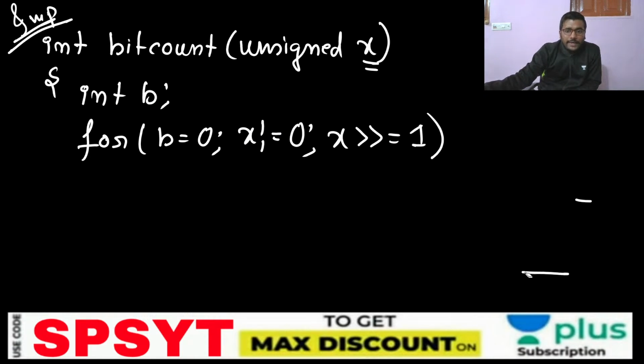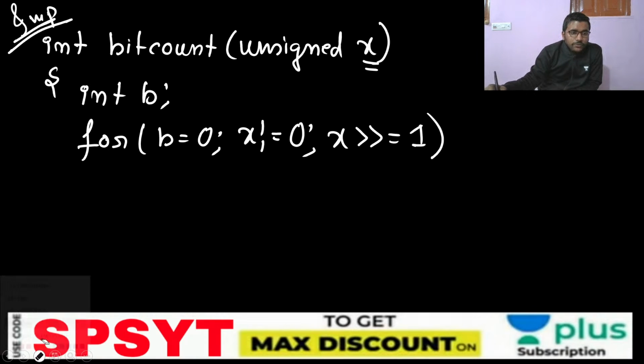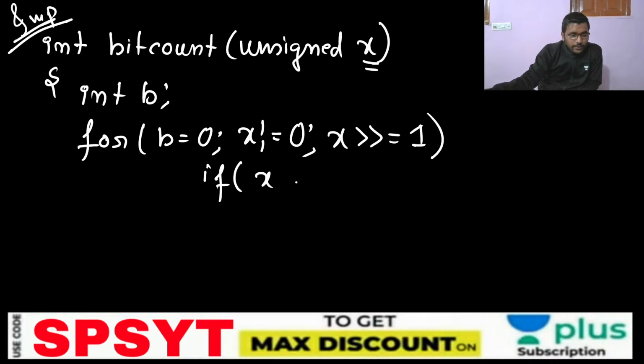So you are doing right shift. Before going to the right shift, you will first execute b equal to 0. The initialization happens, b equal to 0. Now we'll check whether x is not equal to 0. If it is not equal to 0, you will check x, which you have taken. You are doing AND with the last bit. How will this be true?